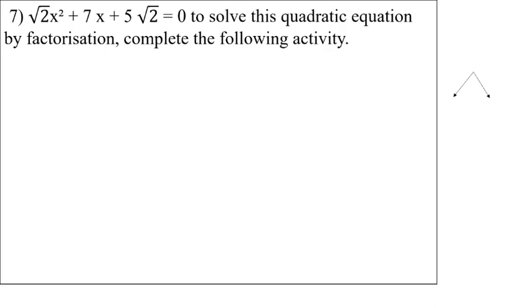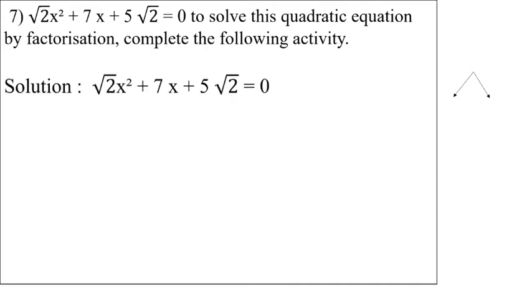Now the seventh one is given in activity form, students. Root 2 x square plus 7x plus 5 root 2 equal to 0. To solve the quadratic equation by factorization, complete the following activity. Here the answer I wrote in red color. So here in the first term we have root 2, in the third term we have 5 root 2. So root 2 into 5 into root 2. Root 2 into root 2 became 2. 5 2s are 10. We want 7. So 2 5s are 10, and 2 plus 5 is 7.